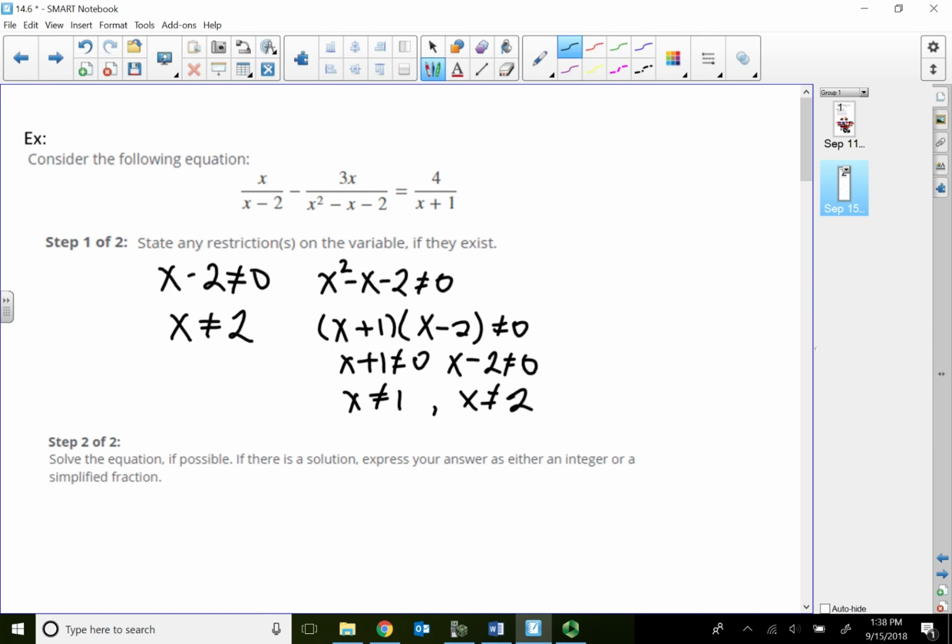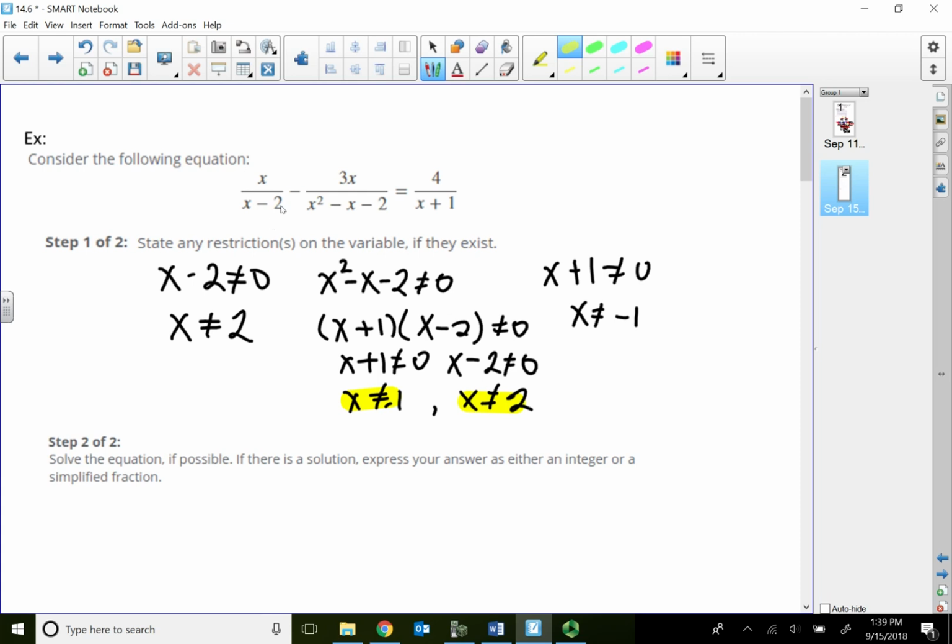So still I only got 2 different kinds of restriction, right? Cannot be 1, cannot be negative 1, sorry. Positive 1 moved over becomes negative 1. Cannot be negative 1, cannot be positive 2. My third denominator, set it not equal to 0, so the other x cannot equal negative 1. All right, so my restrictions are x can't be negative 1 and cannot be positive 2.